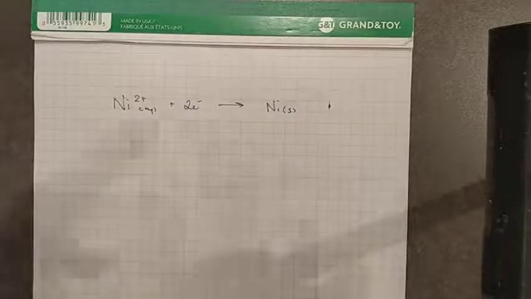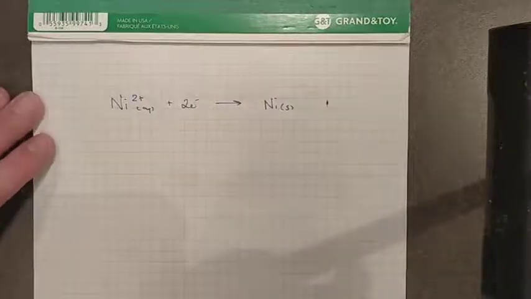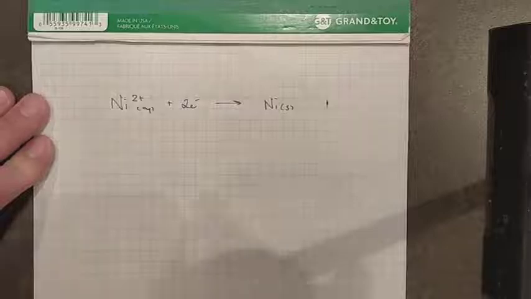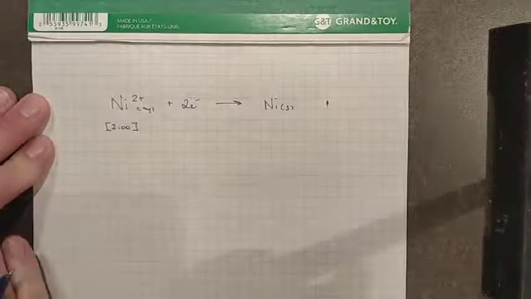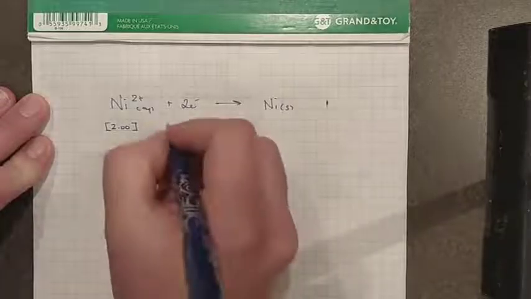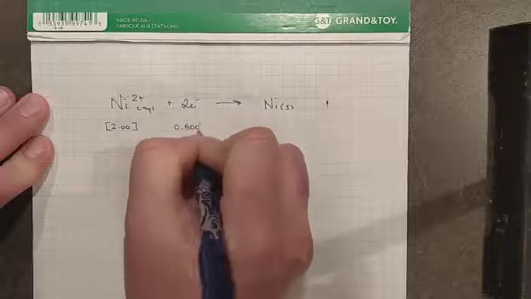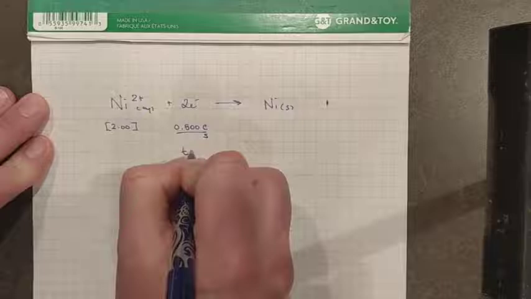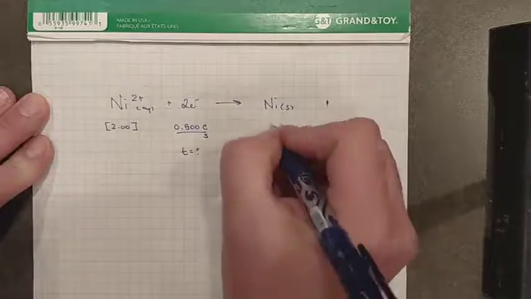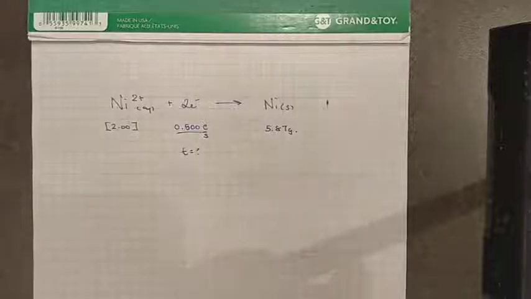Remember, cell stoichiometry has this nice easy exception because we need to see those electrons, so we only really have to assess half of the reaction at any one given time. Now we were told that we had a 2 mole per liter concentration of nickel 2 solution, that we have a current of 0.500 amps, remember that is also coulombs per second. We're looking for time now, and we are trying to get 5.87 grams plated onto the hubcap.